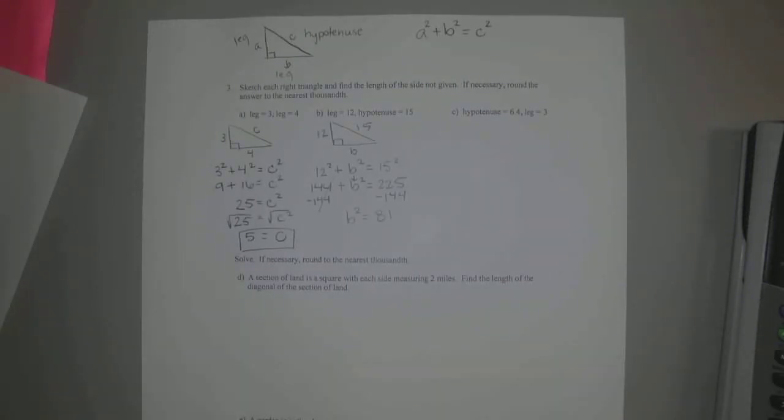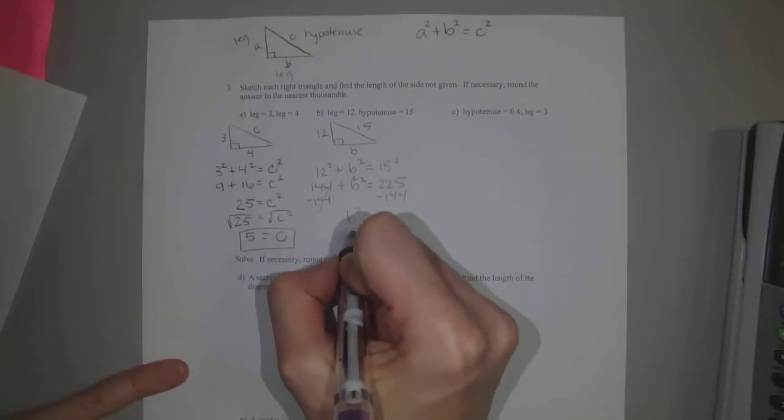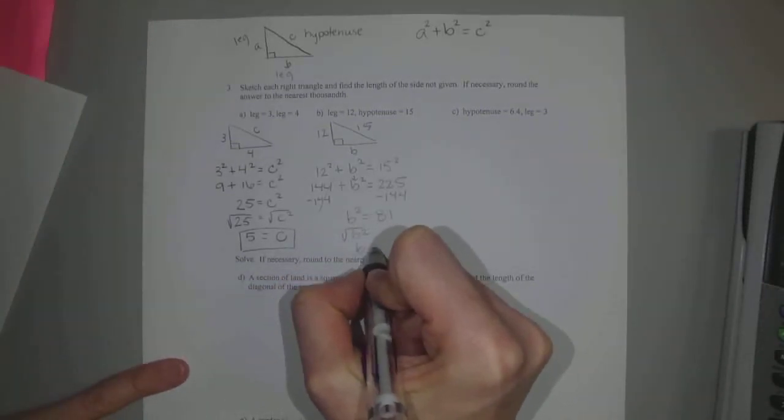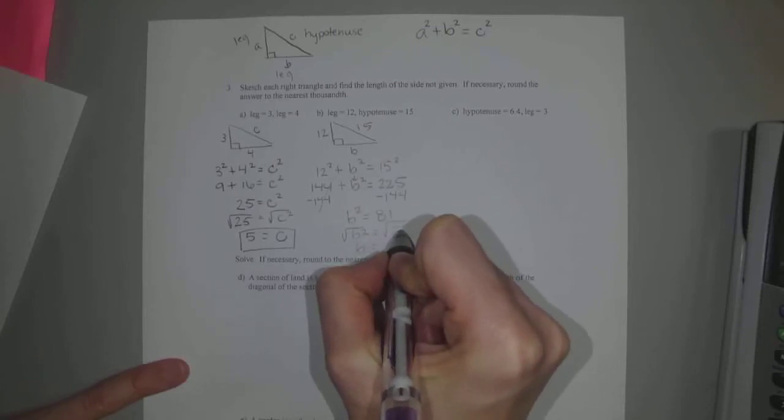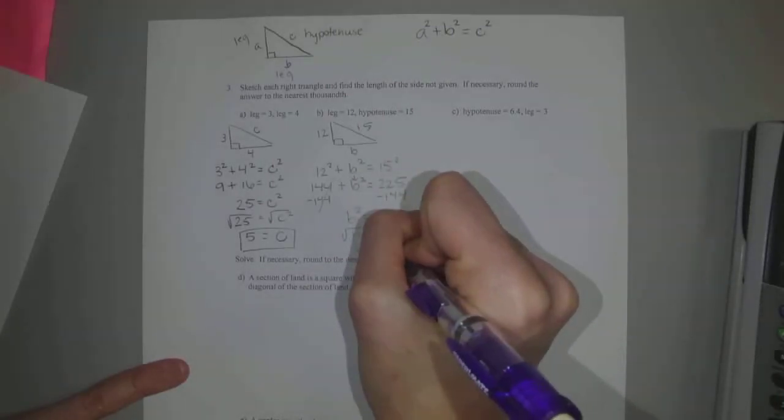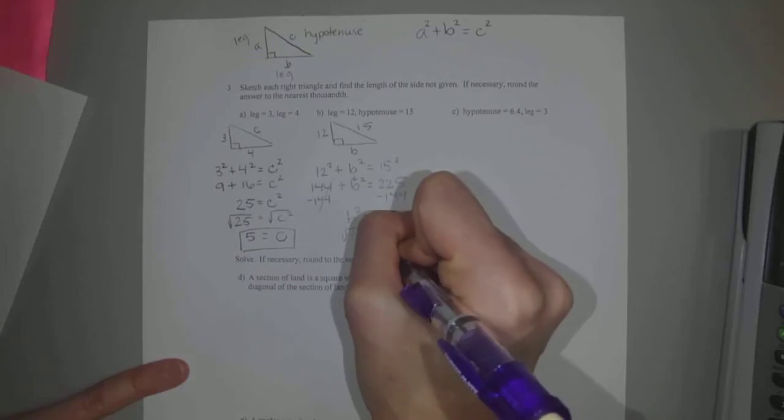No. I don't care about B squared. I want B. So how do I undo squaring? I have to square root, okay? So take the square root of B squared and B will pop out. But what's the square root of 81? You say it louder? 9.